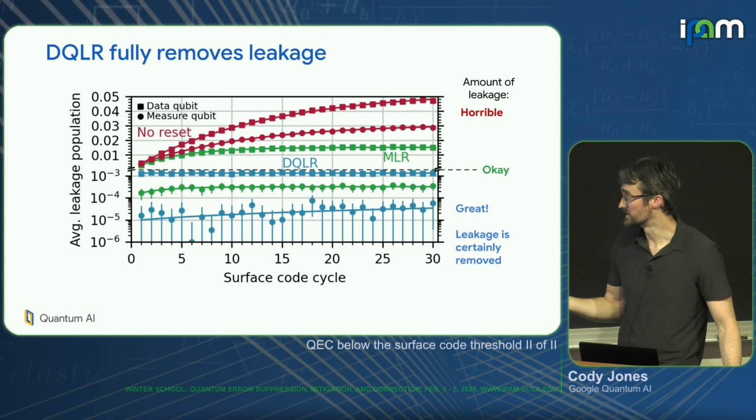And yeah, so now leakage is being removed quite well from the system. Populations went from a few percent to 10 to the minus 3 or lower.